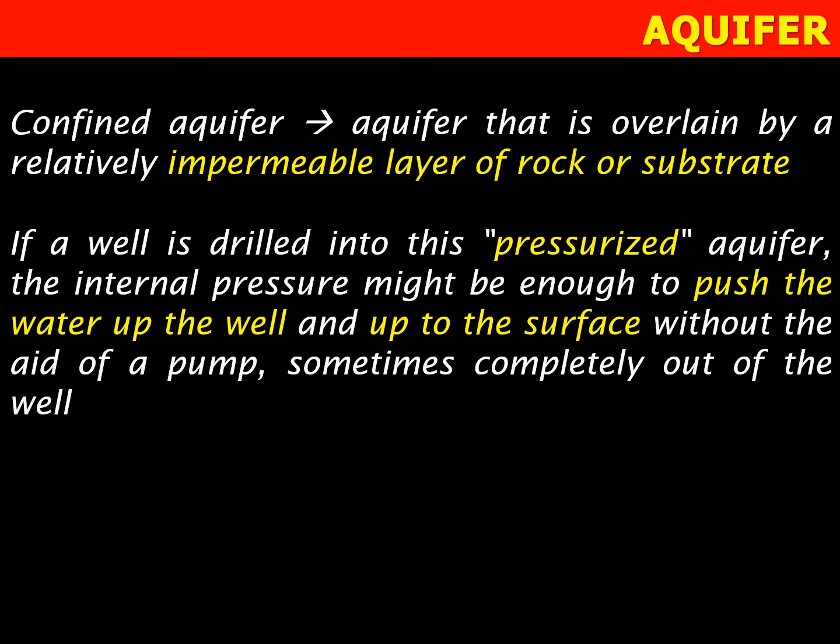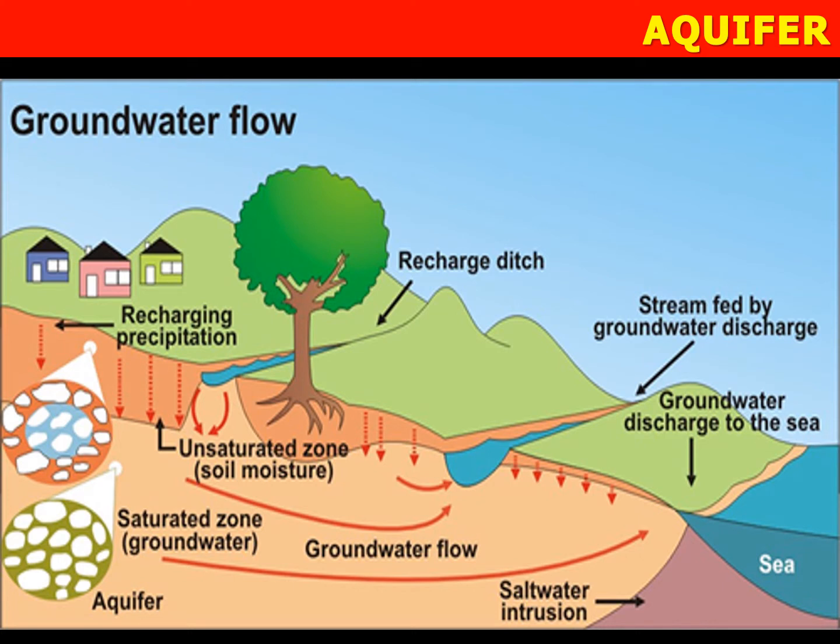A confined aquifer is an aquifer that is overlain by a relatively impermeable layer of rock, or substrate. If a well is drilled into this pressurized aquifer, the internal pressure might be enough to push the water up the well, and up to the surface without the aid of a pump, and sometimes completely out of the well. This figure shows how the groundwater is formed in the aquifer, and normally flows from higher to lower regions.